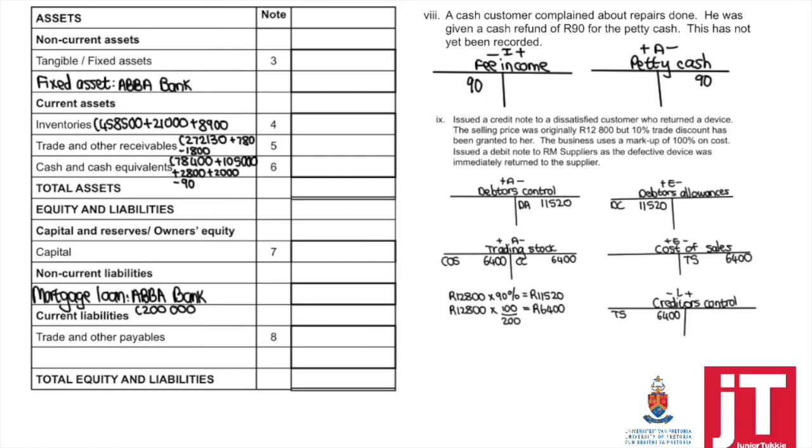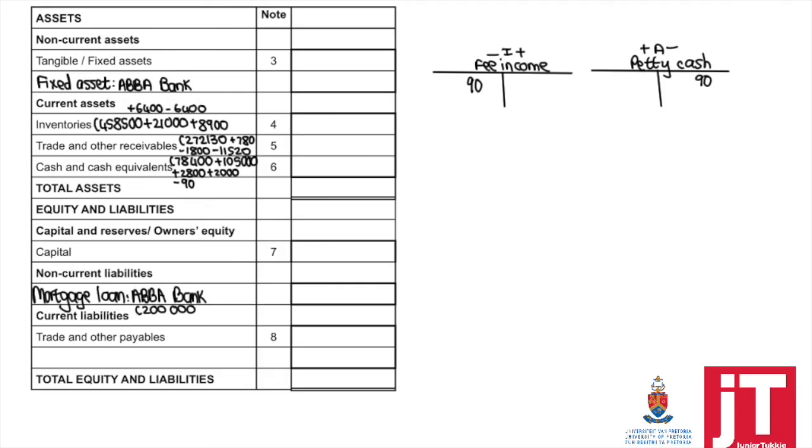Then we had that adjustment. I'm not going to explain it again, but the adjustment with regards to the customer who returned the device, and then we immediately sent it to our supplier. So what you needed to do with debtors control: debtors control is going to be credited with the amount after the trade discount, so minus 11,520. Trading stock actually cancels out, but show your calculations. It is plus 6,400 because we got it back from the customer, but we immediately sent it back to our supplier, so minus 6,400.